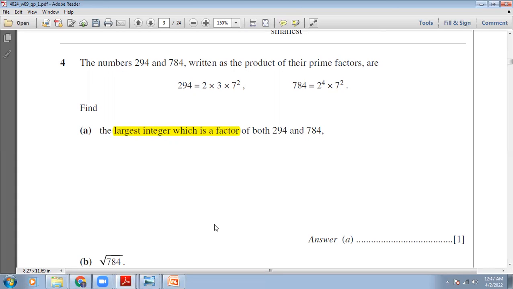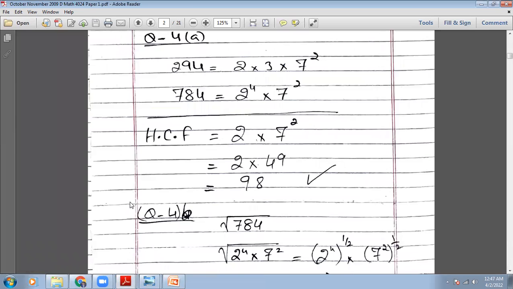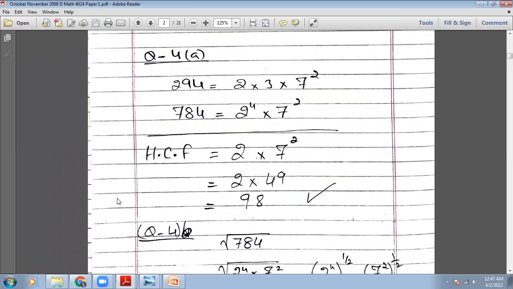So you see, the largest integer which is a factor means the highest common factor. Basically, they are asking you to find their HCF. When we find the HCF, we note down only those factors which are common in both the numbers, and we note their smaller power. So you can see here that 2 is common, so I will take the smallest power, 2 raised to the power 1. This 7 square is common, so I will take the smaller power, that will be 7 square.